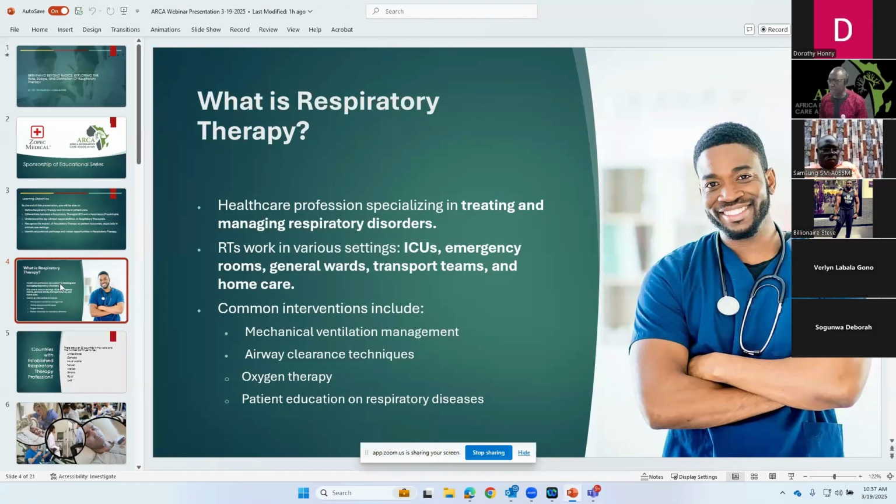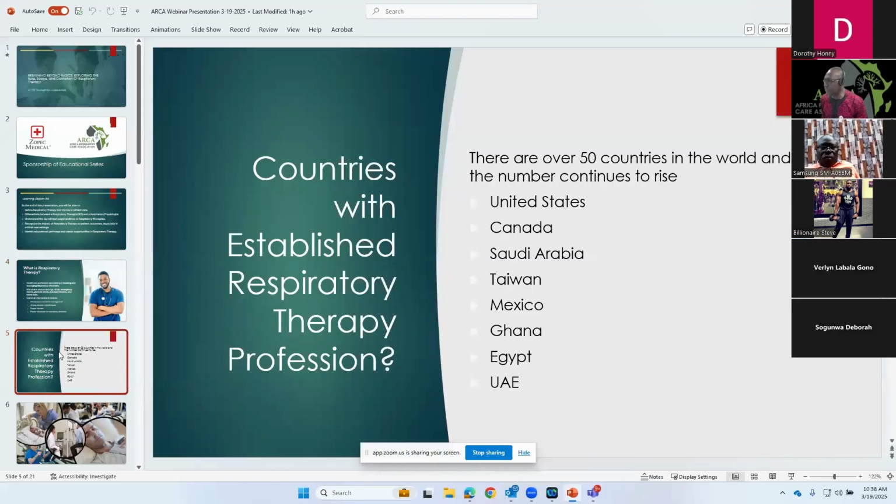But talking about respiratory therapy, it is not a new field. There are over 50 countries in the world, and the number continues to increase, because there is expansion, especially in the African continent, where we have respiratory therapy professionals now in Egypt, in Ethiopia, in Ghana, and we are currently in the process of establishing respiratory therapy in Nigeria as well. So it's not a new field that just started.